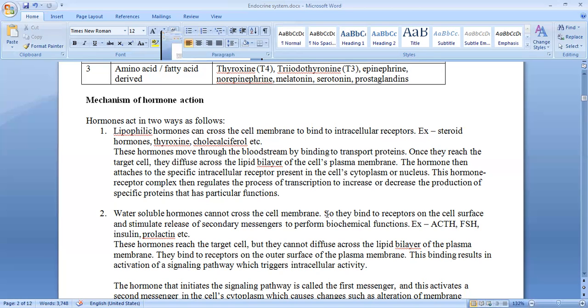So they will cross the cell membrane, bind to the receptors inside the cell, and by that binding, they will regulate some process inside the cell, whether it is transcription or the production of specific proteins. You can either increase the level of some proteins or decrease the level of particular proteins. That is what will be done by these lipophilic hormones.